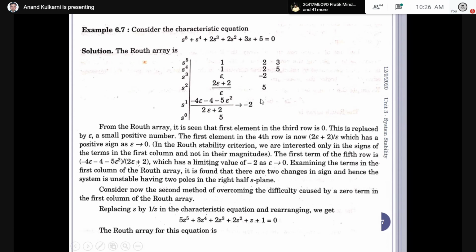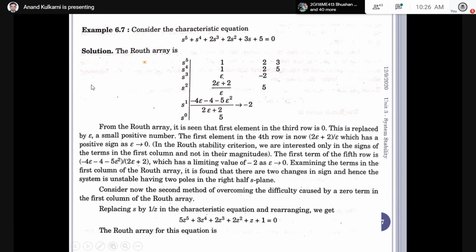As the first column element in the Routh's array has become negative, the system is unstable. At the same time, you can see one of the first column elements has become zero. That means there are symmetrically placed roots. And the third point is there are two sign changes here: positive, positive, positive, positive, negative, positive. Positive to negative is the first sign change and negative to positive is the second sign change. So there are two sign changes. That means there are at least two roots on the right hand side of the S plane, and that is why the system is unstable.